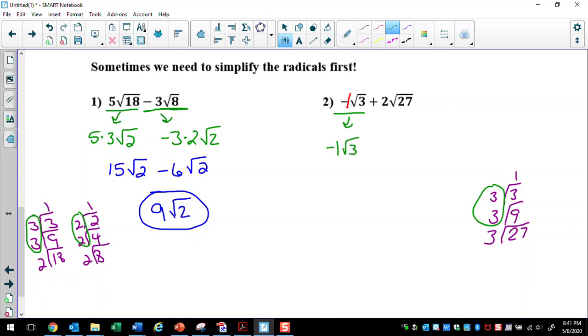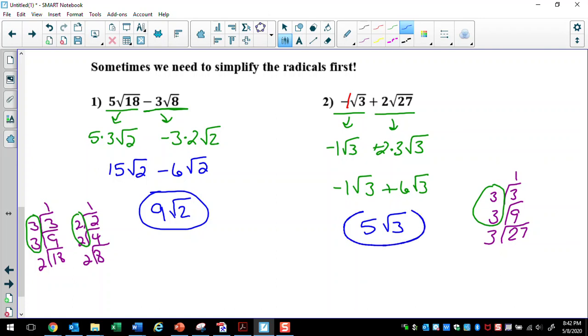This one, I've got that plus 2. So I've got the 2 times, I've got a pair of 3s. And then I have the 3 left over. So now I've got negative 1 radical 3. That's a positive 2, so plus 6 radical 3. Combine those together, and we end up with 5 radical 3. And that's not so bad.